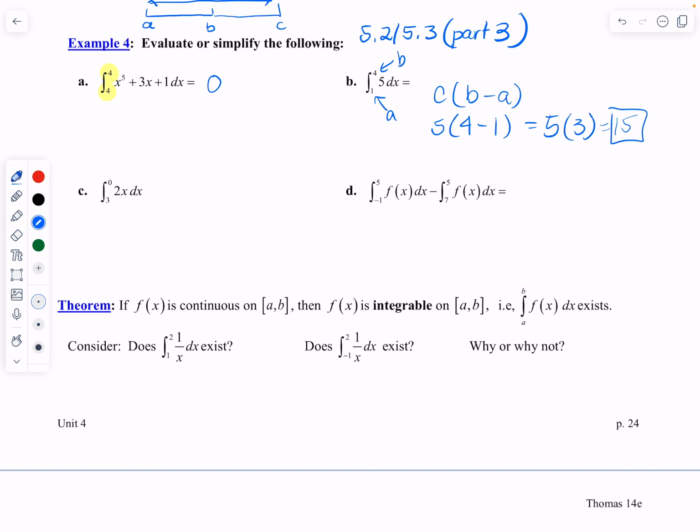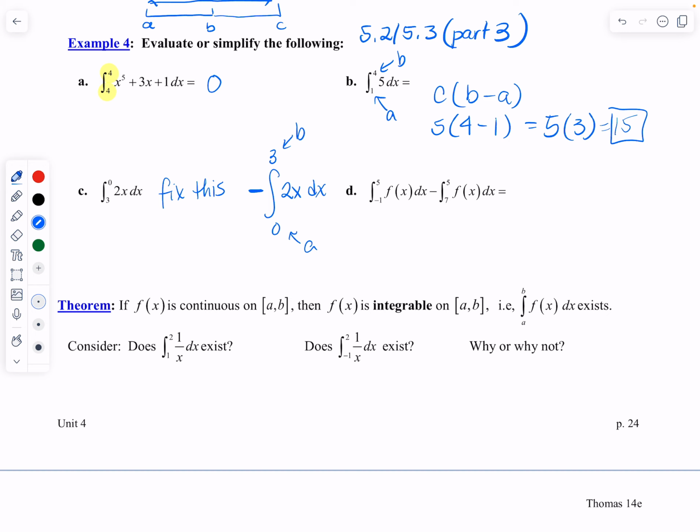If I look at C, my upper and lower limits are in reverse order, so I have to fix this. In order to fix this, I need to have 3 as the b value, or the upper limit, and 0 as the lower limit. When that happens, you have to put a negative sign out front, and then you would integrate 2x dx on those intervals. Now, how do I do that?